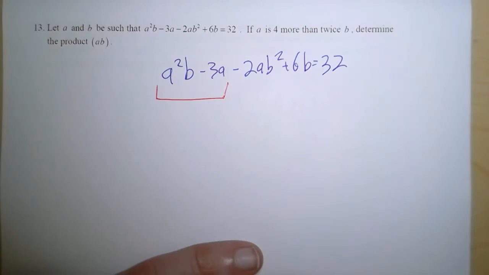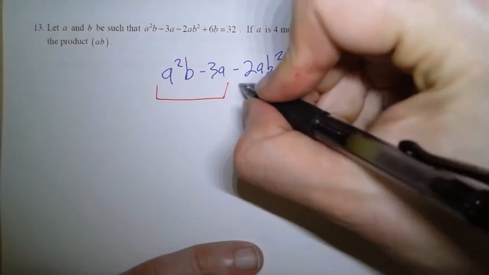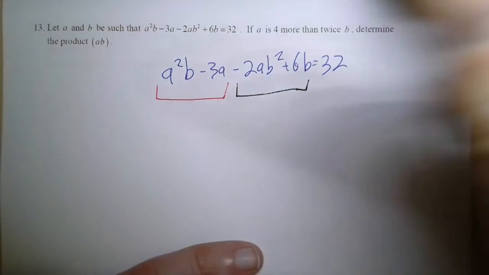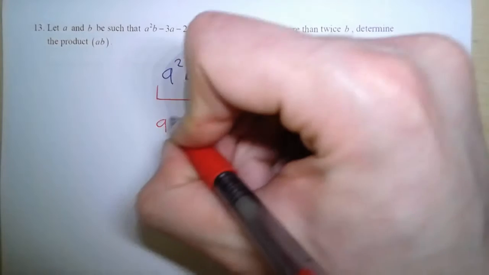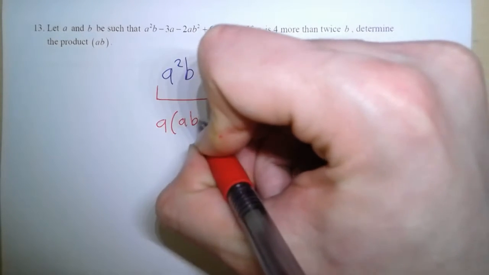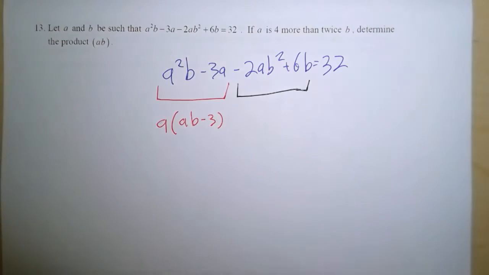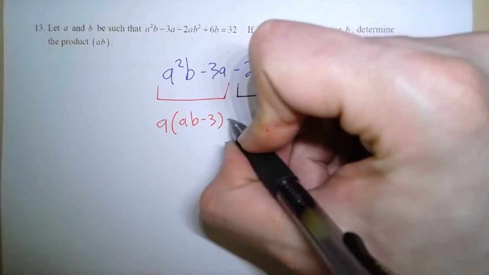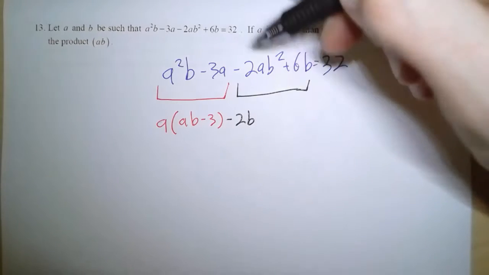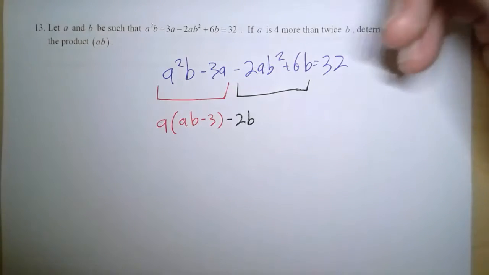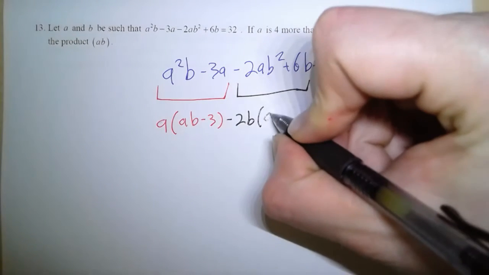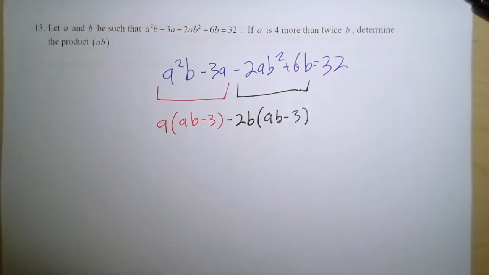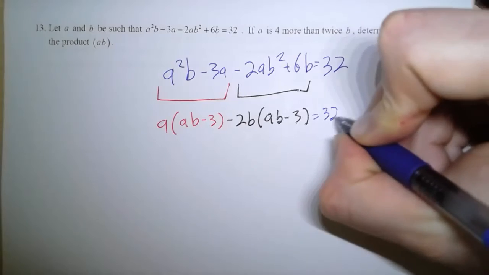That is, we take the first two and we take the second two, and we factor out what they have in common. So with the first two, we can factor out an a, and so we're left with ab minus 3. And for the second two, we can factor out a negative 2b. Anytime your leading term is negative, you want to factor that negative out. And we're left with ab minus 3 again. And so all of that is equal to 32.